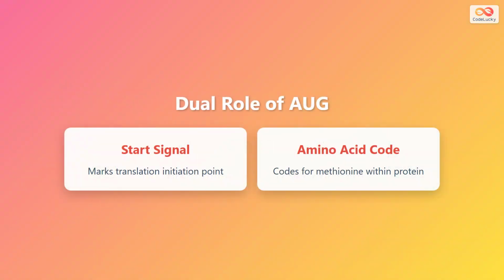AUG serves a dual role in protein synthesis. First, it acts as a start signal, marking the exact position where translation should begin. Second, it codes for the amino acid methionine within the protein sequence. This means that AUG can appear multiple times in an mRNA molecule. The first AUG serves as the START codon, while any additional AUG sequences simply add methionine to the growing protein chain.